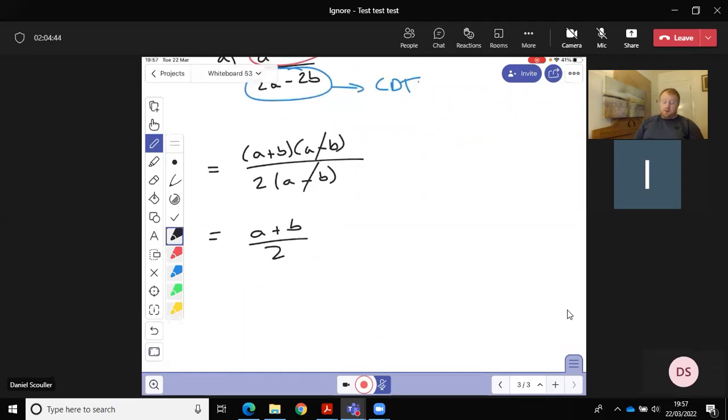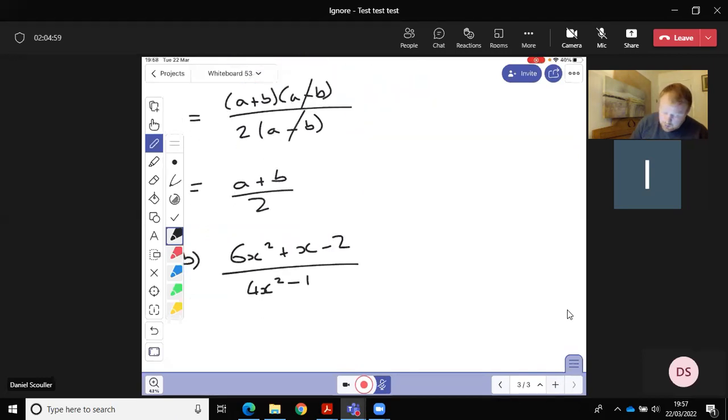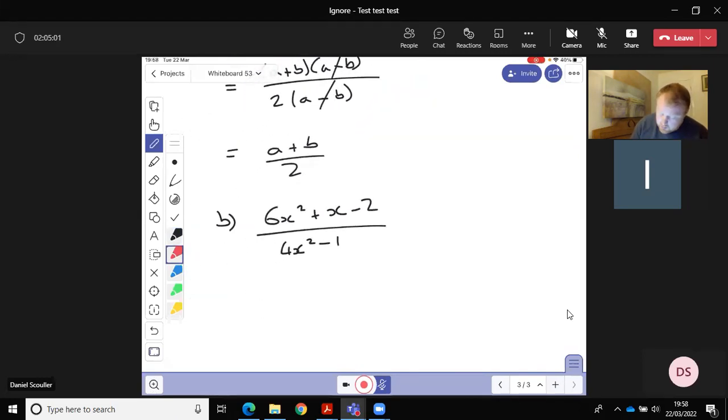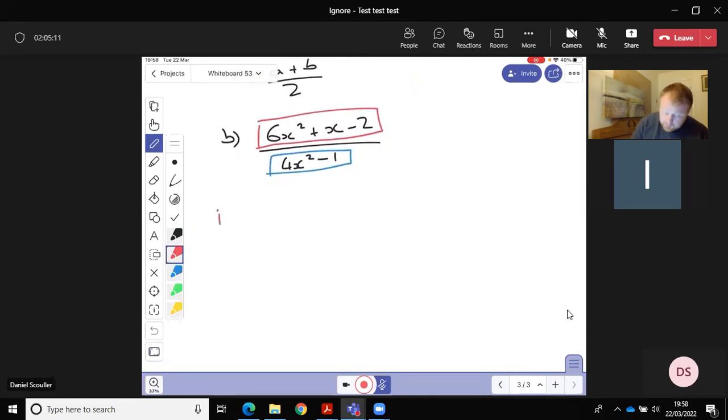Second, part B pushes your factorising skills even further. So you want to deal with the top line first, the bottom line, and then bring them back together. So dealing with that top line first, I'll just write it out fully, and we've got something like that.